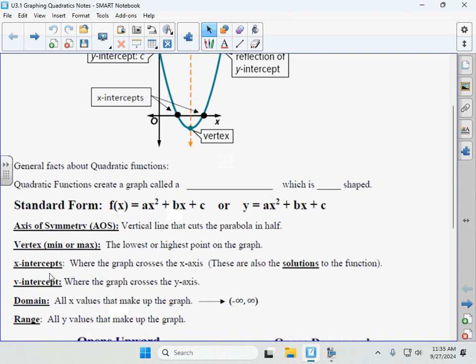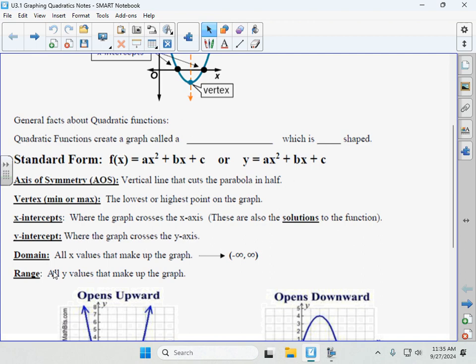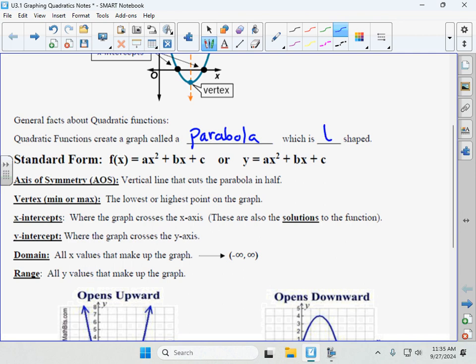So general facts about a quadratic function. Quadratic functions create a graph called a parabola, and that's a U shape. Okay, so again, that's familiar to you. The standard form for a quadratic equation is ax squared plus bx plus c. You can write it as a function, f of x, or sometimes they also write it just as an equation with y instead, but it means the same thing.